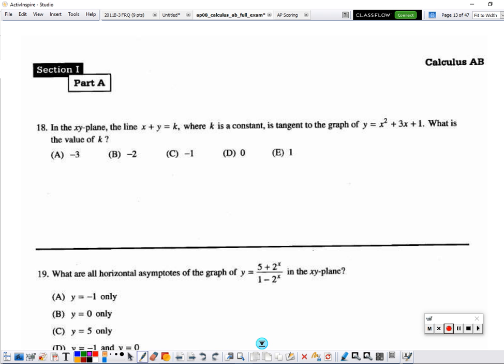In the xy plane, x plus y equals k is a line. So I'm going to circle that. I've got this line. I'm going to box this one. Don't make a mistake. So that's a line. K is a constant. That's nothing new. K is always a constant. So this line is tangent to this graph.